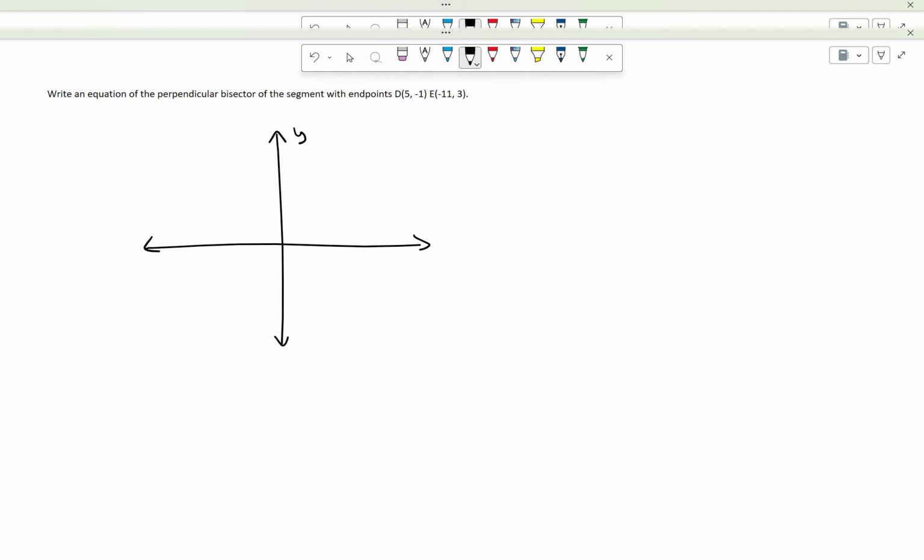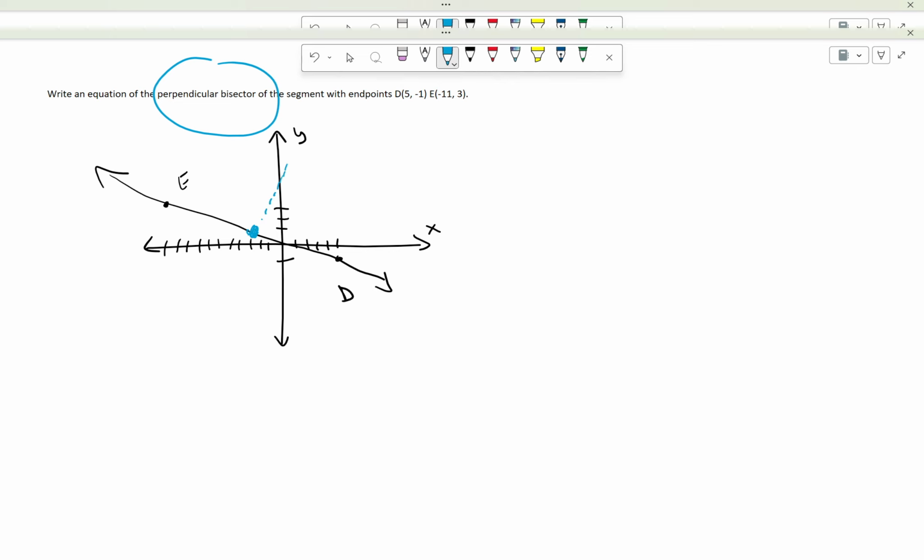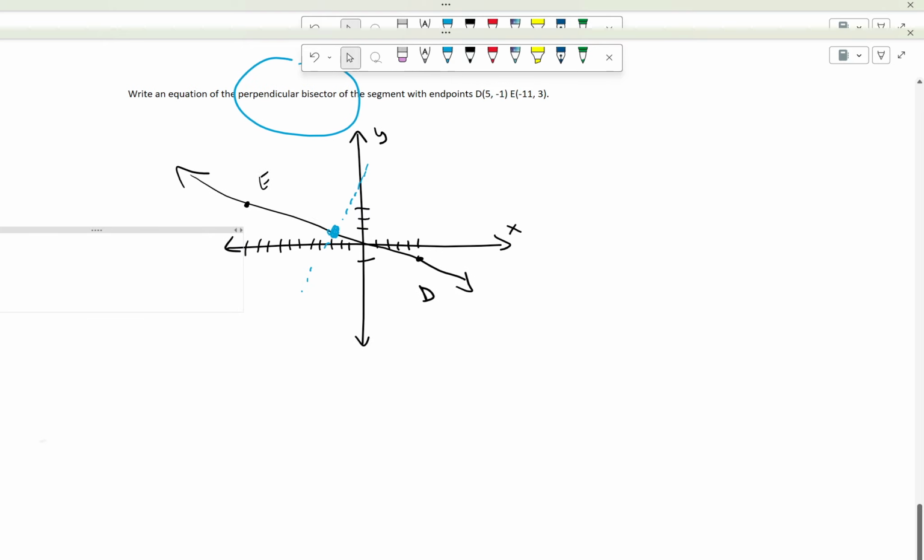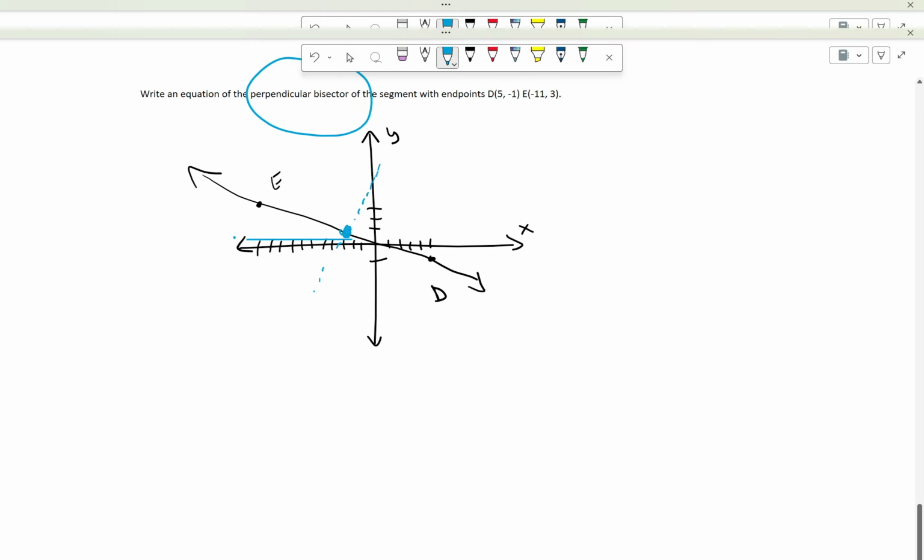So we'll graph these guys. We have y, we have x. Okay, we have point D, which is 1, 2, 3, 4, 5, negative 1. Okay, E, 1, 2, 3, 4, 5, 6, 7, 8, 9, 10, 11, up 3. And this is E. I'm going to connect the dots here, right? So I have this line. Now it wants an equation for this, the perpendicular bisector, which is going to be somewhere around here, in theory. And then it's going to be perpendicular to this line. So what I need to do, and again, we see perpendicular, oh goodness gracious.